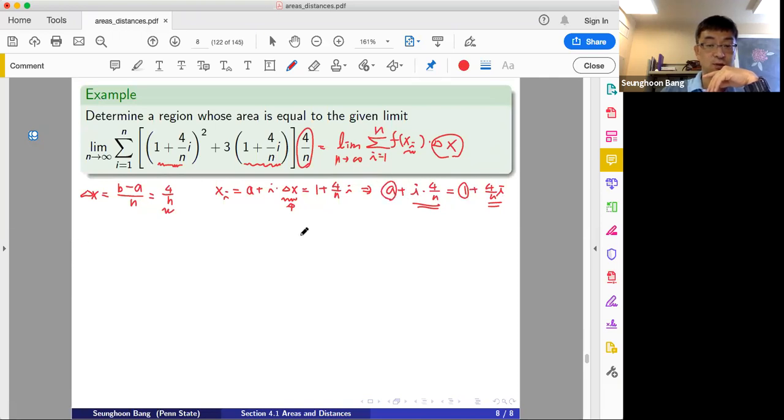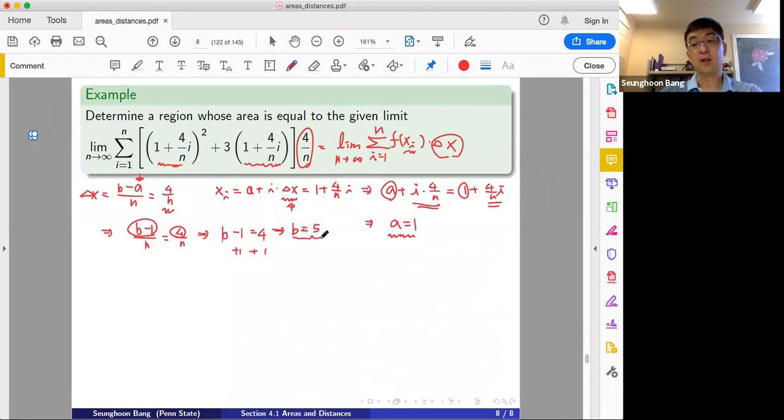So a equals 1. You can plug a equals 1 into this one. So we have b minus 1 over n equals 4 over n. What does it mean? The numerator b minus 1 equals 4. Add 1 to both sides. The b is 5. So we have it. The left-hand point is 1. The right-hand point is 5.